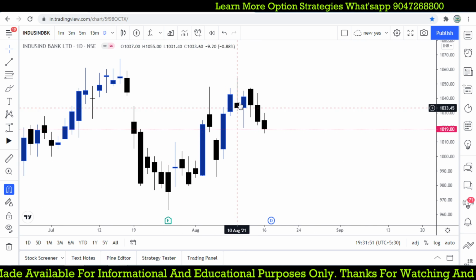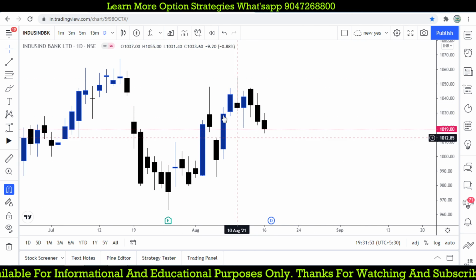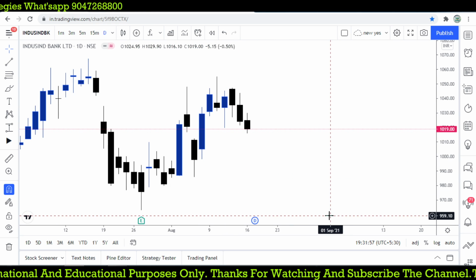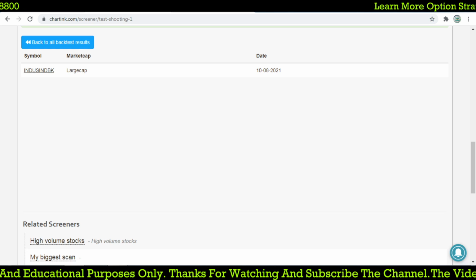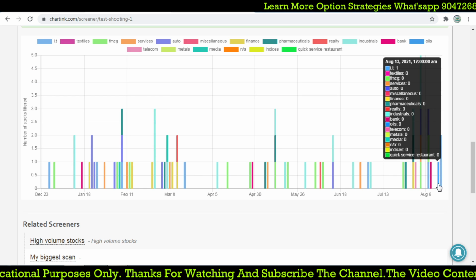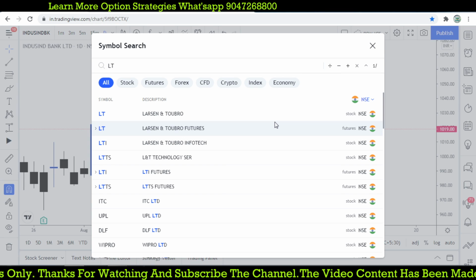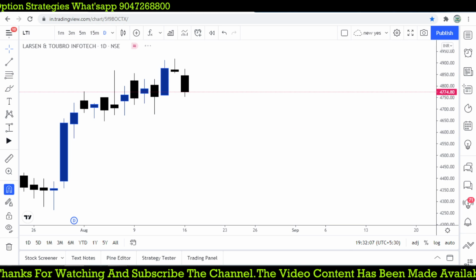The previous market was moving higher and it formed a candlestick like a shooting star, and the market started falling down. Right, so there are some good chances to make money. And then 13th August, LTI. Let's go for LTI.